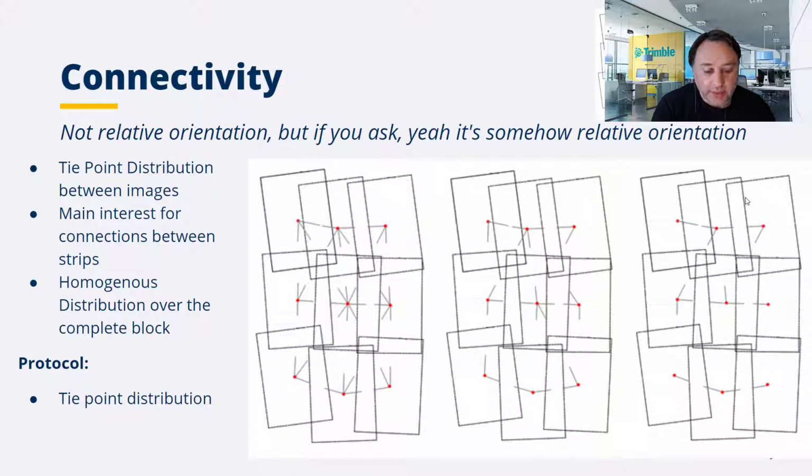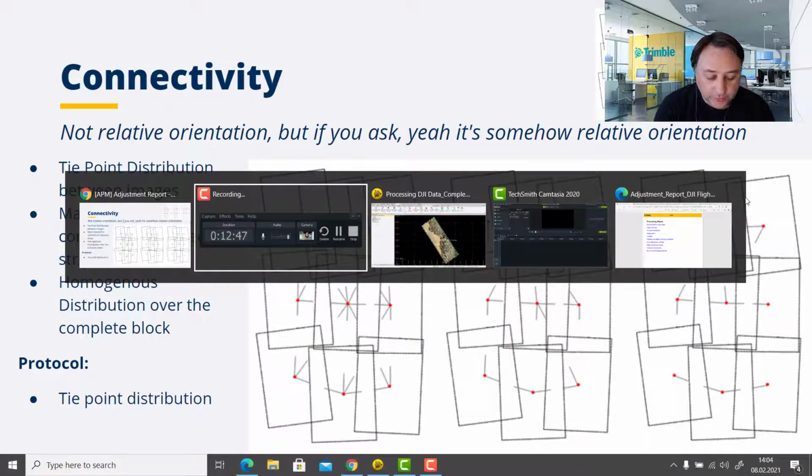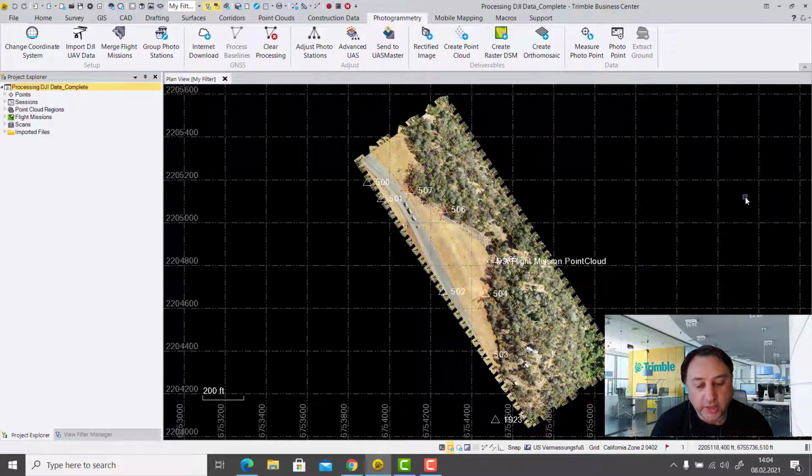So let's take a look at one of these protocols. I will open here Trimble Business Center, and I'm using the demo data from DJI that you can download from the TBC site. To review the protocol, you can go after you have successfully run it. In case you want to see how to process, I'm adding some videos where you can take a look at how to adjust data.